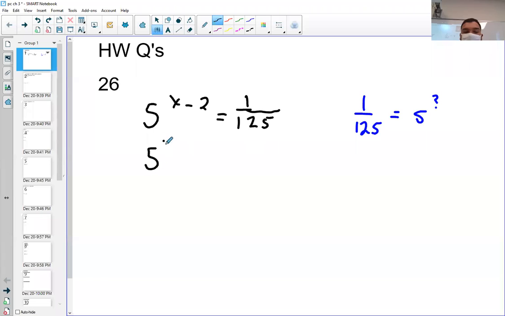So this will be 5 to the x minus 2 equals 5 to the -3. And then the 5s cancel out, because now you have the bases of 5 matched. So you just get a basic algebra 1 problem. Plus 2 on both sides: x minus 2 equals -3, plus 2 on both sides, x equals -1.